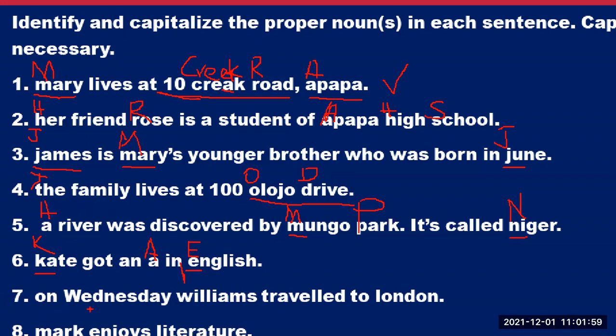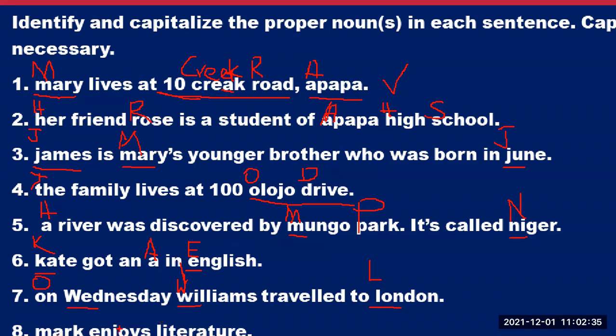Question number 7. On Wednesday, Williams traveled to London. The word on is a preposition, but because it is the beginning of the sentence, we have to capitalize it. Wednesday is the name of a particular day of the week, so it begins with the capital letter. Williams is the name of a particular person, so it needs to be capitalized. London is also the name of a particular city or place, so it begins with the capital letter.